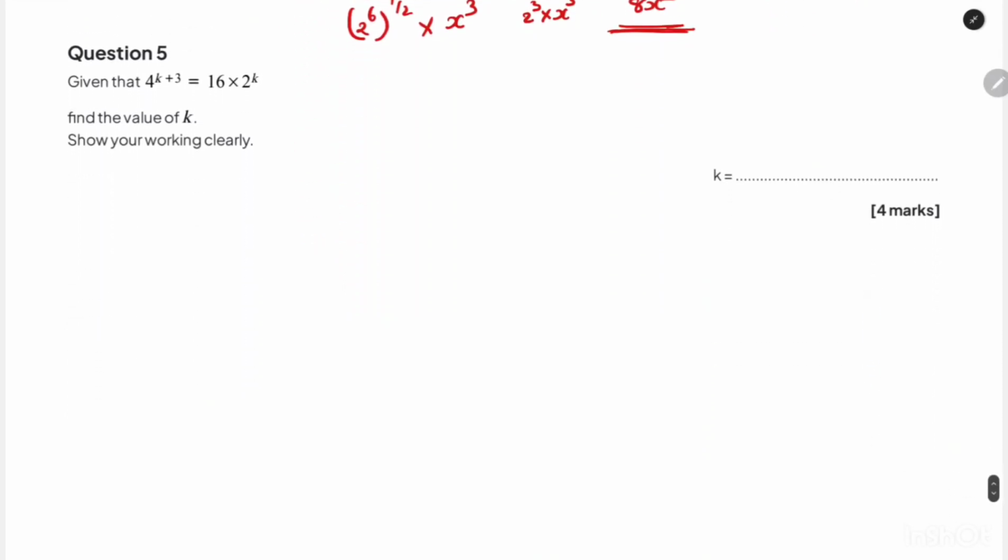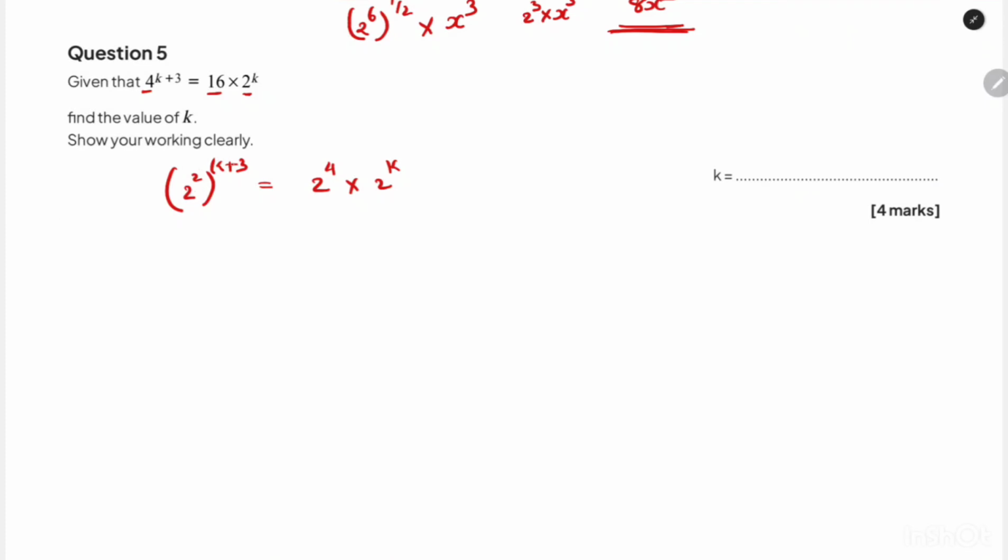Question 5 now. Equation kind of question. Both sides must have the same bases. If the bases are not the same, make them the same by doing prime factorization. 2 is already prime. 16 and 4 both must be prime factorized. 4 you can already do that. 2 raised to 2 is 4, and 16 is 2 raised to 4 only. Okay, you can also check by doing prime factorization by yourself.